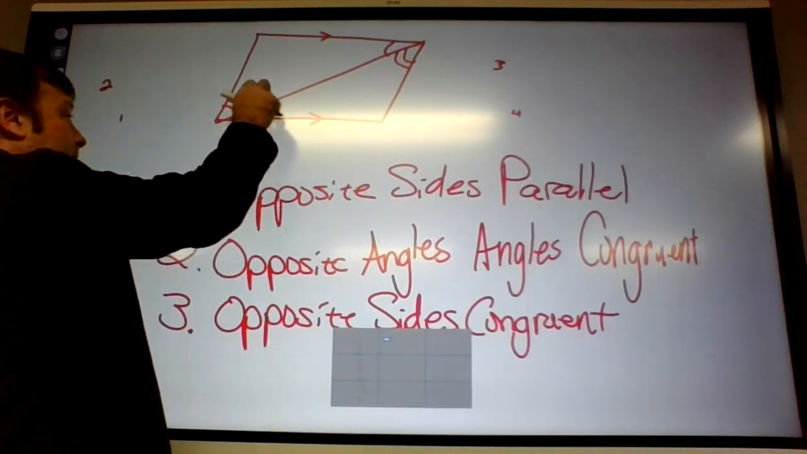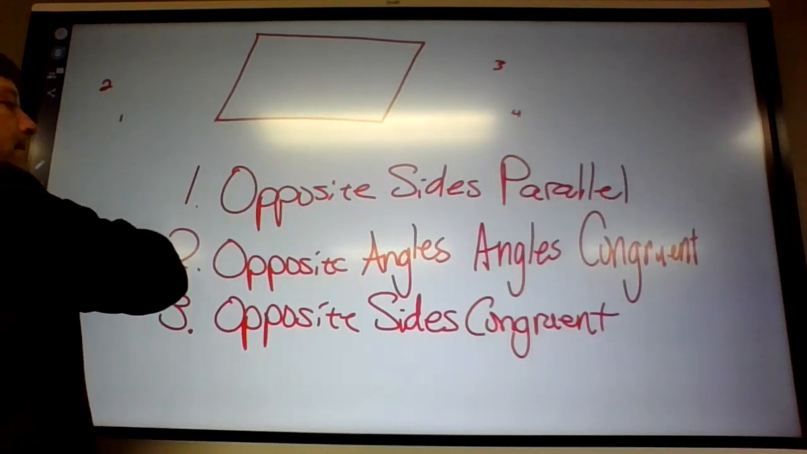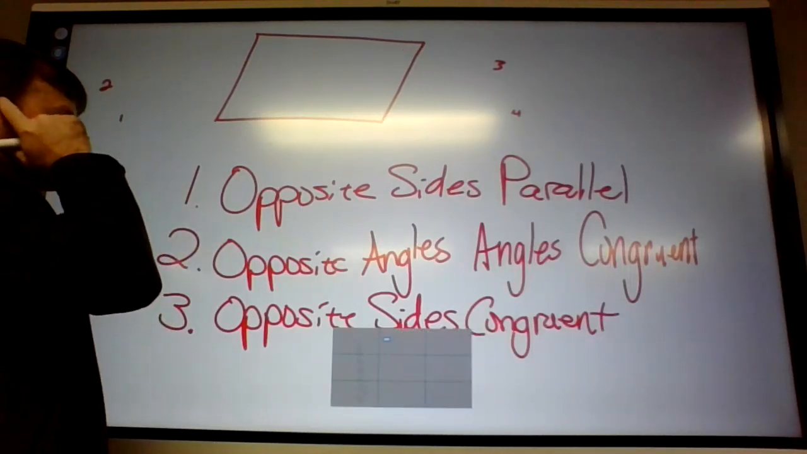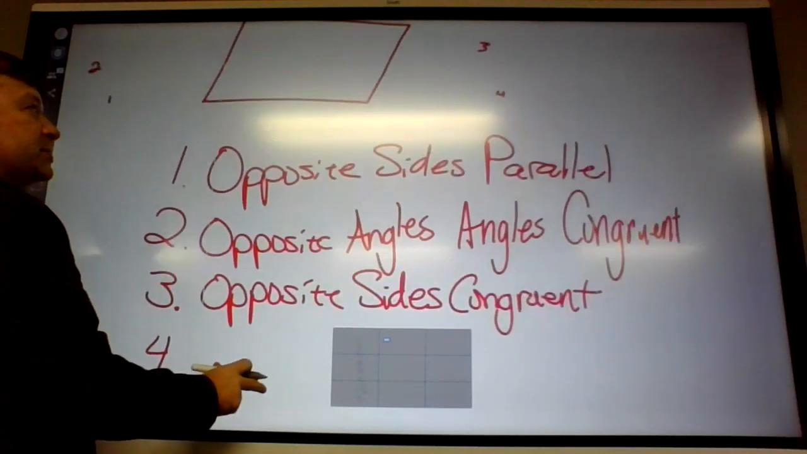Mr. Jordan? Yeah. Is there supposed to be the 2 angles on number 2? It's in the book. Okay.